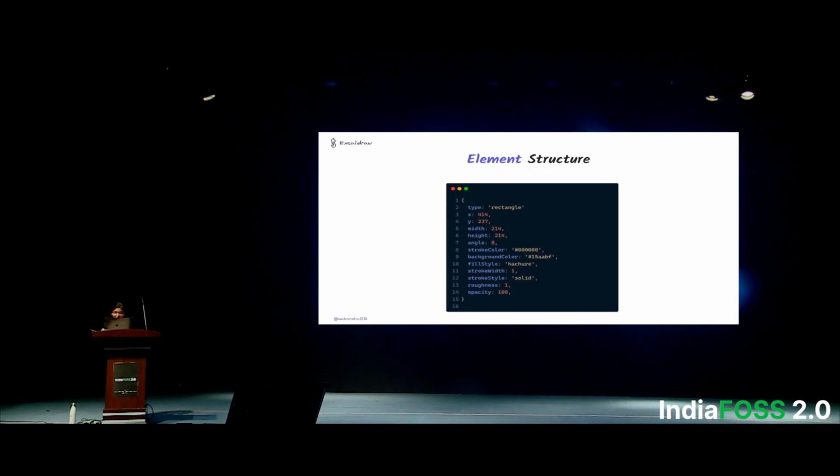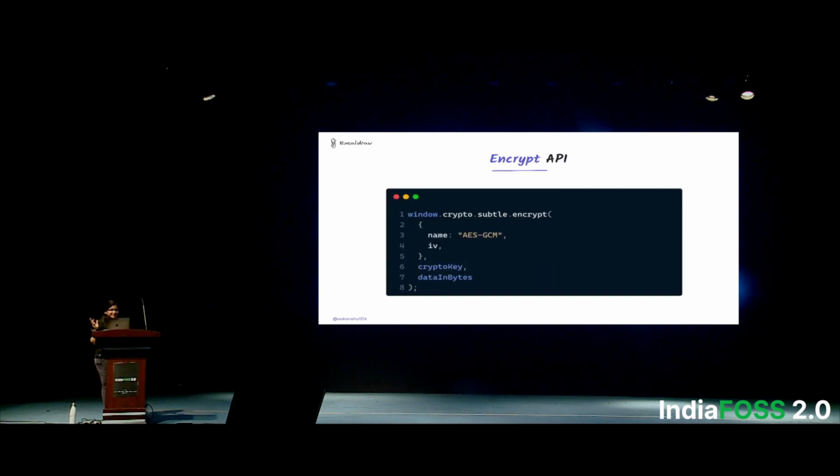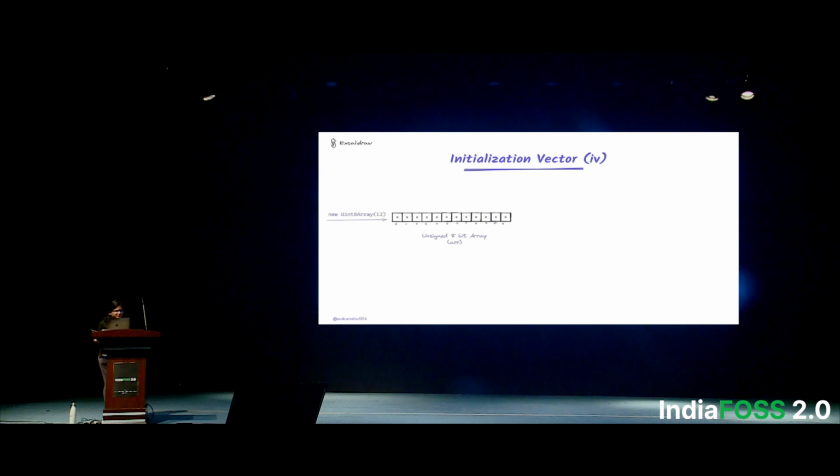Okay, I just skipped that one. Yeah, this one. So we have this, which is the element structure. It has all the properties of elements, just to keep in mind how we represent every element in Excalidraw. It's JSON, that's what we need to keep in mind. So let's look at the encrypt API. What do we need? We need an IV, we need a crypto key, and we need the data, of course, in bytes, because these crypto APIs will always deal with binary data. Now we already know about the IV, so let's just generate the IV. It's very straightforward.